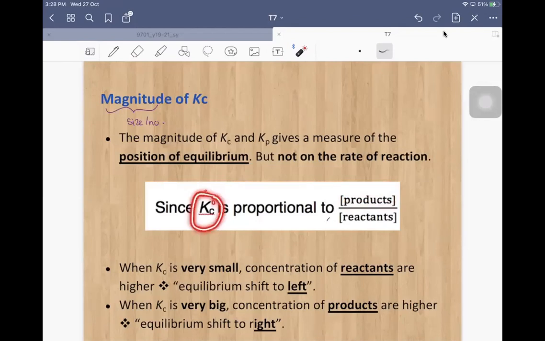If your Kc is a small number, less than 1, and very, very small, like 0.005, for example, this means that the bottom number of your expression, which is the concentration of reactants, is high compared to the concentration of your products. So that means at this particular equilibrium, you have more reactants than products. Your equilibrium is shifted to the left. Or we say that the equilibrium is favoring the reverse reaction or the backward reaction. That's why you have more reactants in the system.